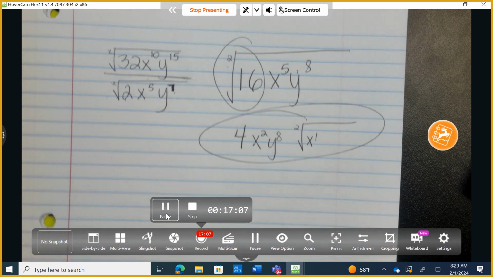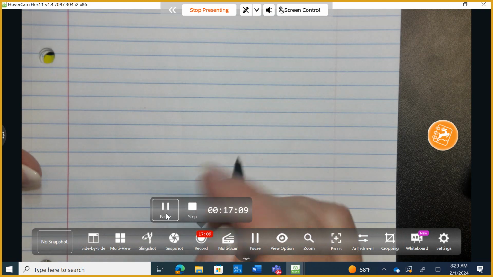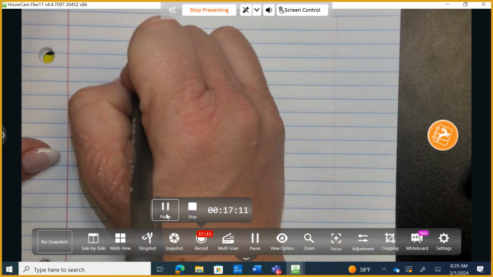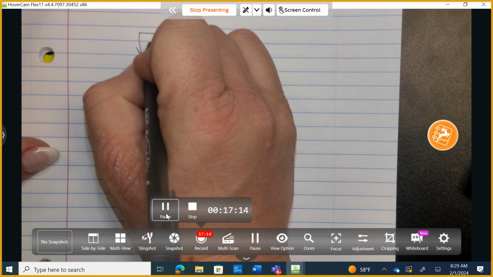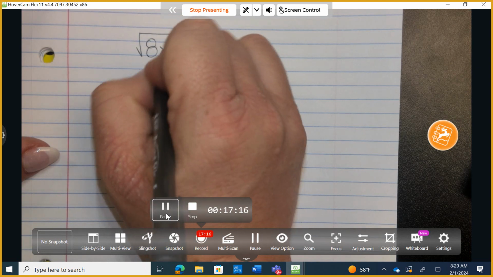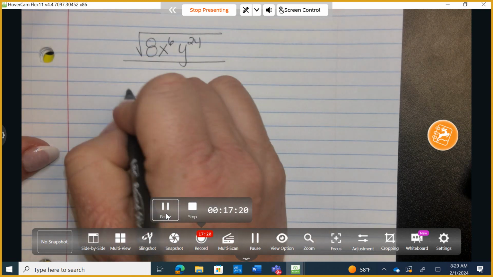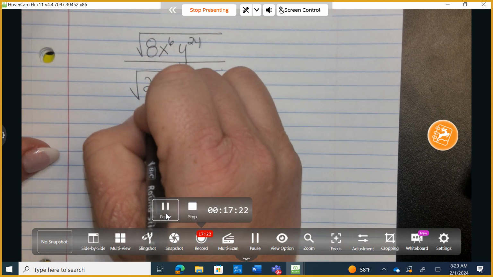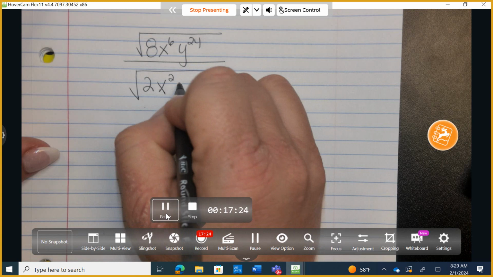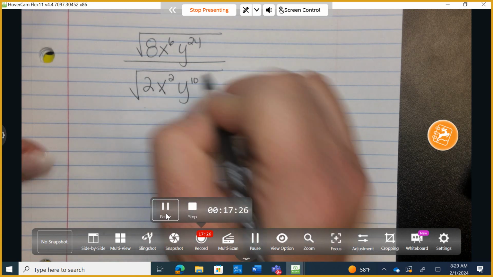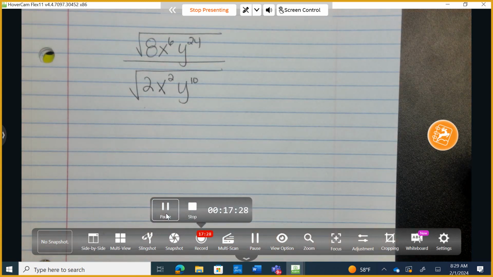Okay, let's have you try this one on your own. Here we go. On top is going to be the square root of 8, x to the 6th, y to the 24th. And on the bottom is going to be the square root of 2, x squared, y to the 10th. Let's see if you can simplify this radical expression in under 30.